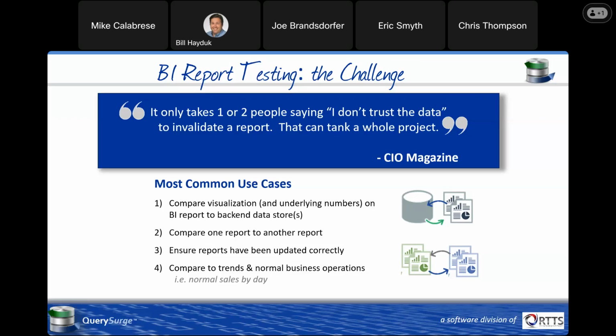And then finally, comparing different trends. For example, if you see a spike in sales that is outside of the norm, that may be an indication in your report that, with the data populating that report, something has gone awry.